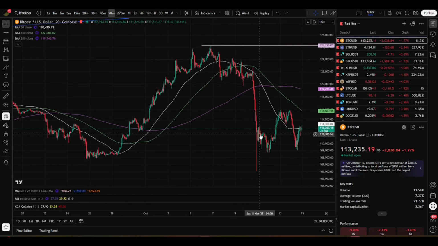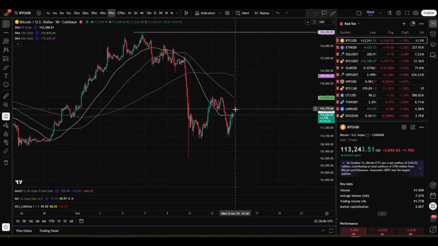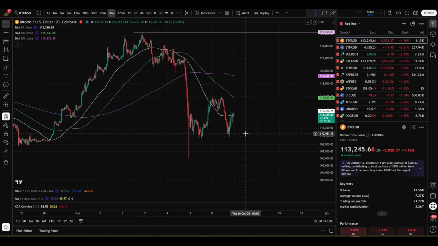Like I said, that's my thoughts for the next 24 hours. We're right here after this major drop, just consolidating within this little range. And by tomorrow, we will see if it's dropped back down to around 110 or 111, and we will go from there.